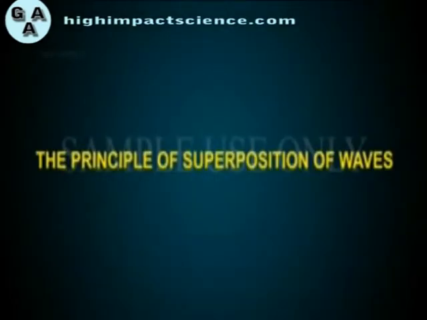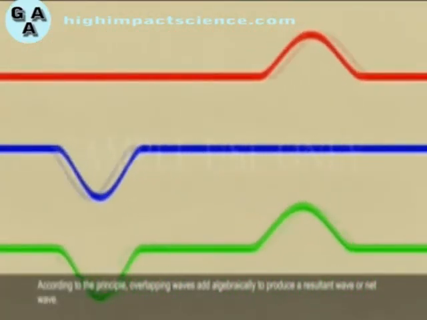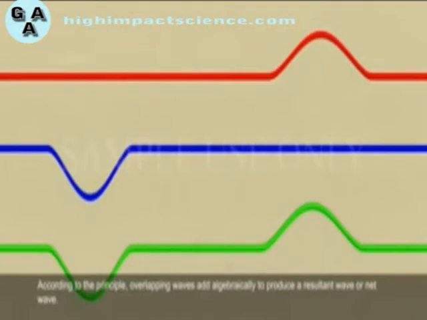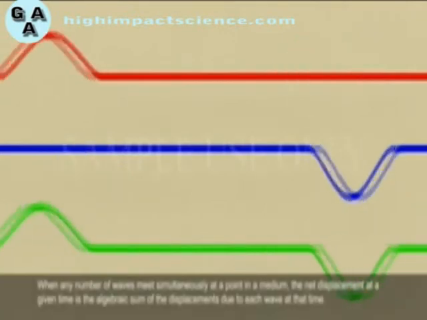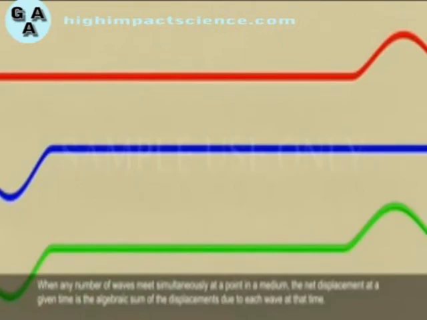And now interference. Interference occurs when two waves merge. The result can be a much larger wave, a smaller wave, or no wave at all. Interference is an important part of the principle of superposition. According to the principle, overlapping waves add algebraically to produce a resultant wave or net wave. In other words, when any number of waves meet simultaneously at a point in a medium, the net displacement at a given time is the algebraic sum of the displacements due to each wave at that time.